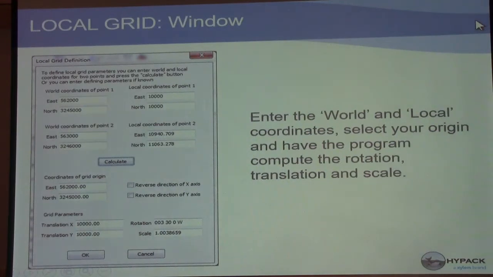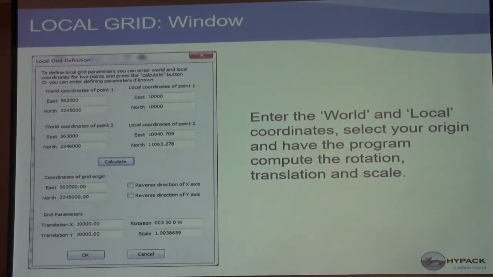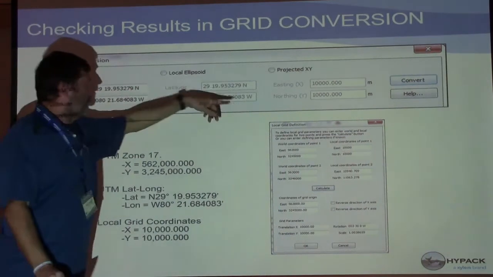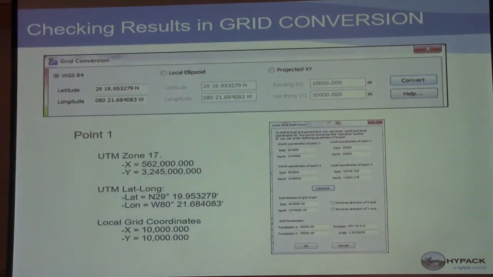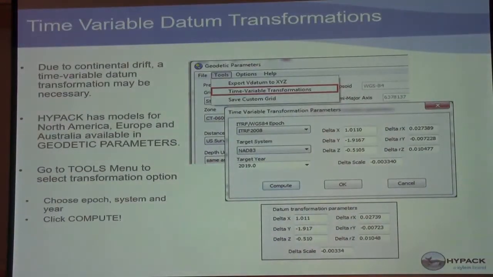So here's an example of entering these values. We've got our world coordinates here for point 1 and point 2, and local point 1 and point 2. We've got our values here, the translation, rotation and scale. You have a couple other options too. Occasionally you get into a position where you need to reverse the direction of the X or Y axis too, so we try to accommodate everything. And then just an example of the results in our grid conversion program. You go into Utilities, Geodesy, go to grid conversion. You enter a lat long for your area, click on Convert, and you should see the converted X and Y coordinates.